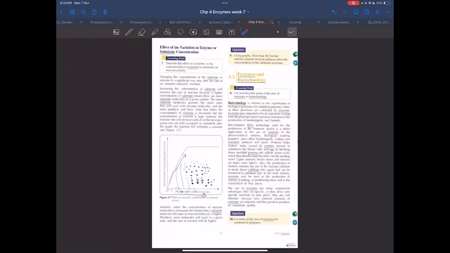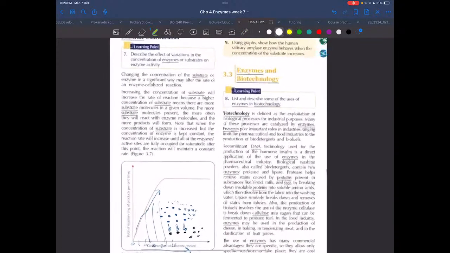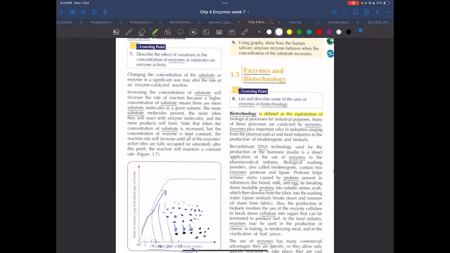Okay, if we're all good, let's look at the final part, which is enzymes and biotechnology. So what is biotechnology? Biotechnology is defined as the exploitation of biological processes for industrial purposes. So you have to know the definition. What is biotechnology?